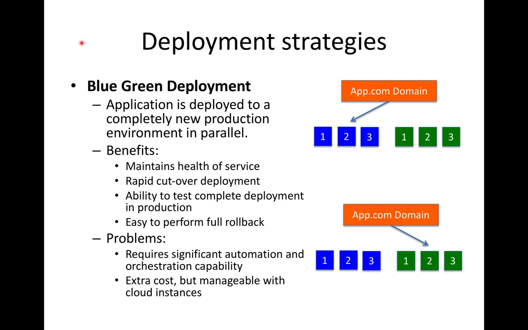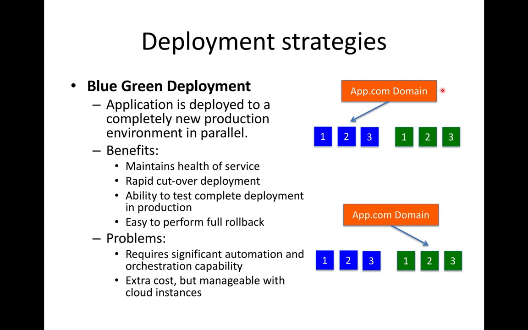With a blue-green process, what we do is we create an entirely new production environment. We create a second environment which mirrors our original environment. So let's say we have three application servers in our platform. With a blue-green deployment strategy, we would have three application servers, which we would call our blue servers, and then we would have another set of three servers, called our green servers.